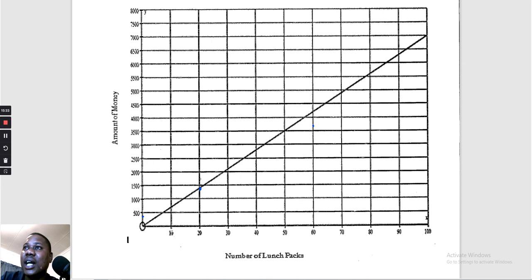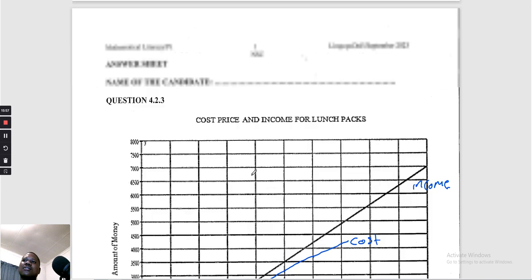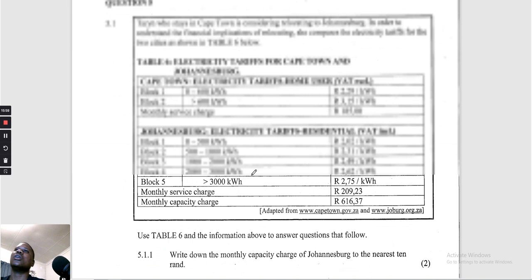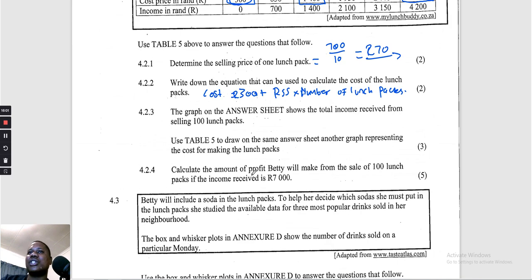So guys, this is what you're going to do. You take your ruler and align this. Just make sure that you draw a straight line. Mine is not going to be that straight, but I'm going to try. You draw a straight line between these 3 points. Voila, then you have your cost. This is your income. Then you get your marks. Okay, all right, let's continue.